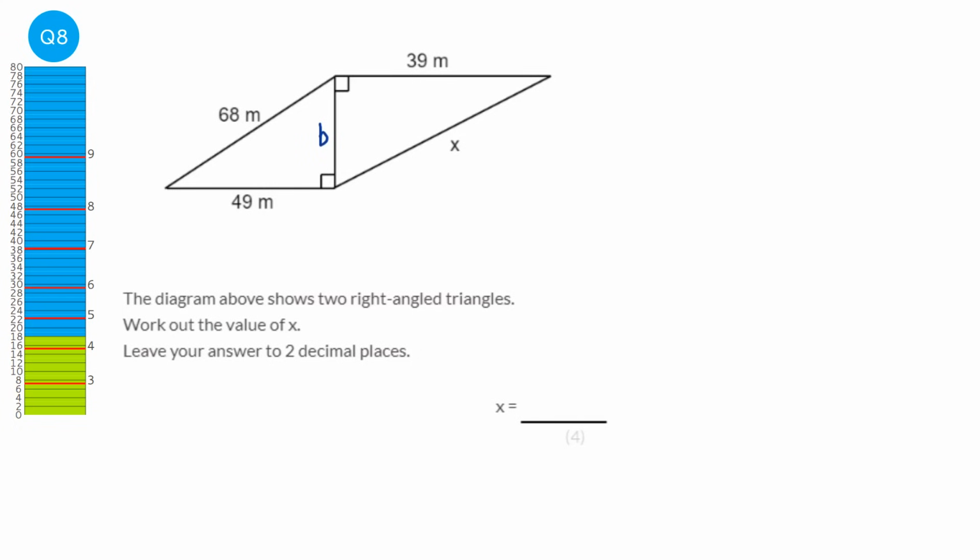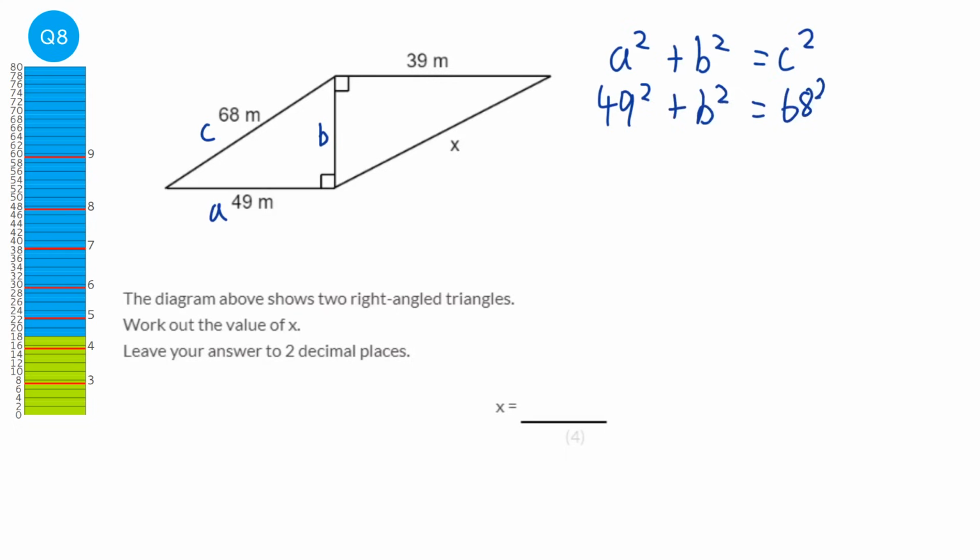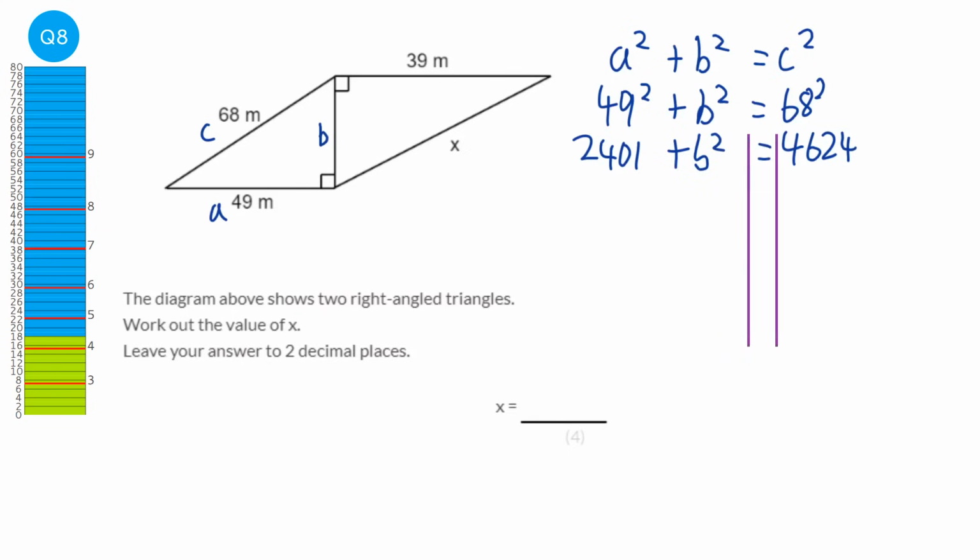And we know with Pythagoras we can find a third length if we've got the other two in a right angle triangle. So a squared plus b squared equals c squared. And a and b were labelled. C is always opposite the right angle, so it'd be 49 squared plus b squared equals 68 squared. And 49 squared is 2,401. And 68 squared is 4,624.